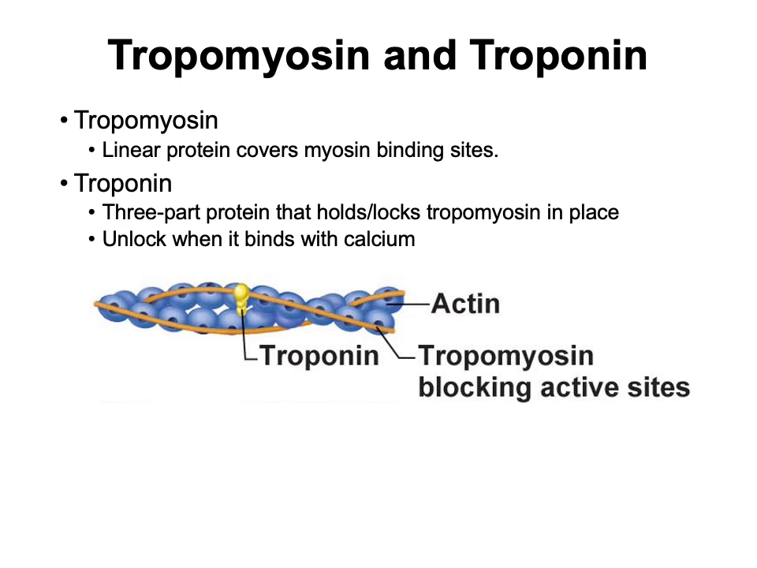So when the calcium that is stored in the sarcoplasmic reticulum is released by depolarization of the T tubules, it'll bind with that troponin. That troponin will unlock and pull the tropomyosin away, and those myosin sites will be exposed, allowing the myosin head to attach to it and begin the contraction process.